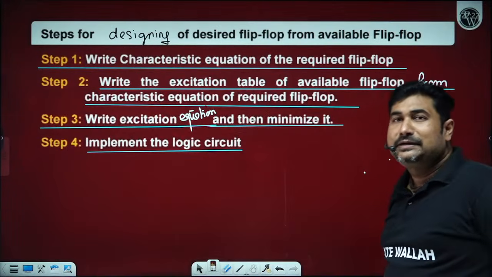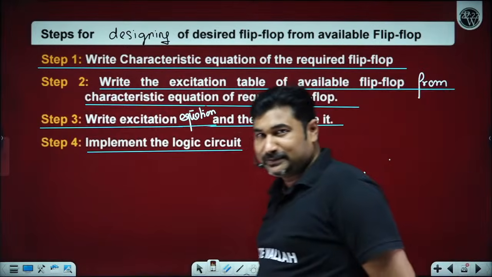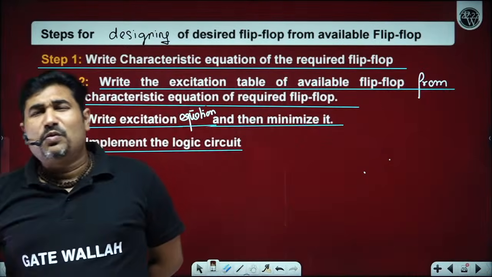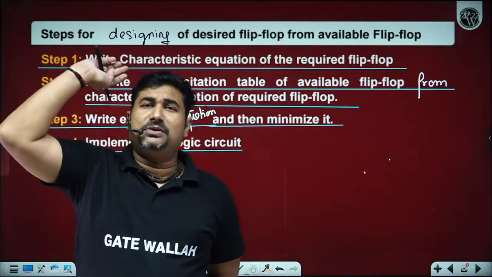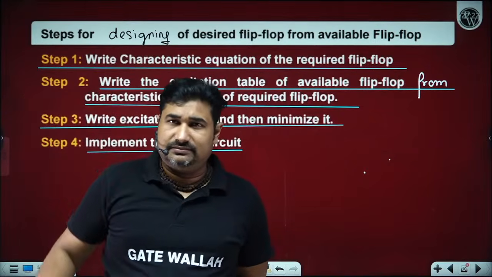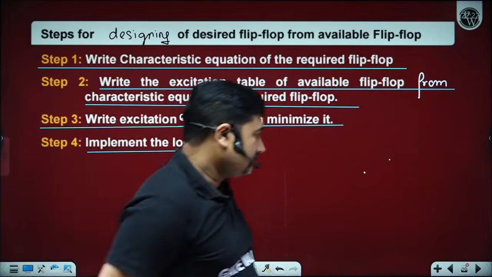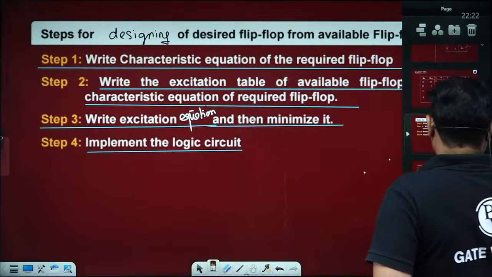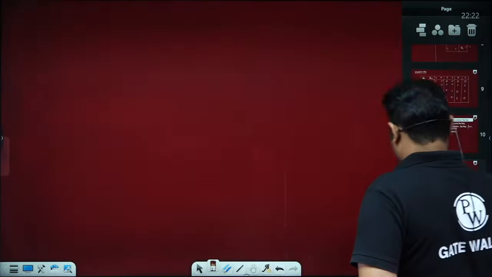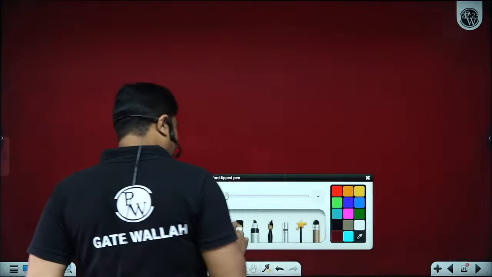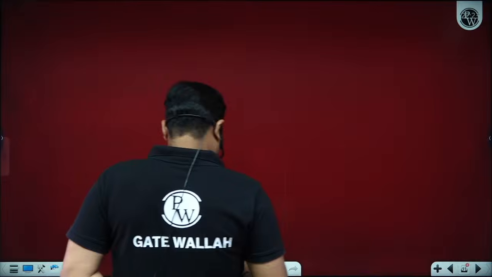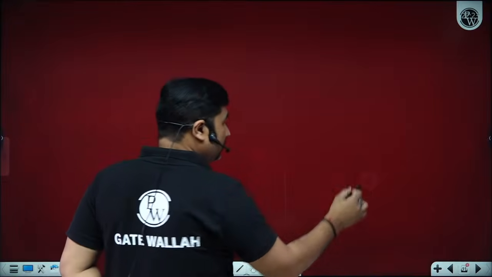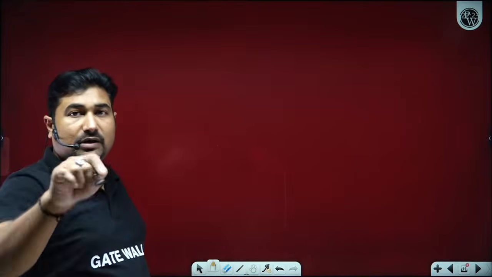Let's try to design one new flip-flop. Whatever you want, just let me know. I will design the same. Okay. Yes, sir. Whatever you want to design, you can just put it in the comment section. Okay.